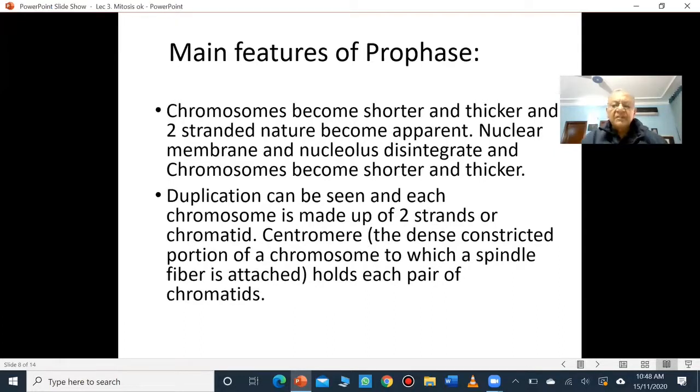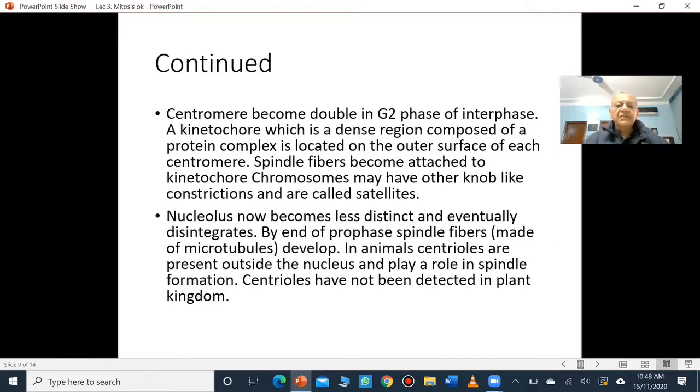The centromere, which is the dense constricted portion of a chromosome to which a spindle fiber is attached, holds each pair of the chromatids. The centromere becomes double, as I said earlier, in G2 phase of interphase, a kinetochore. Now this term is important. Kinetochore is a dense region composed of a protein complex which is located on the outer surface of each centromere. Spindle fibers become attached to the kinetochore.